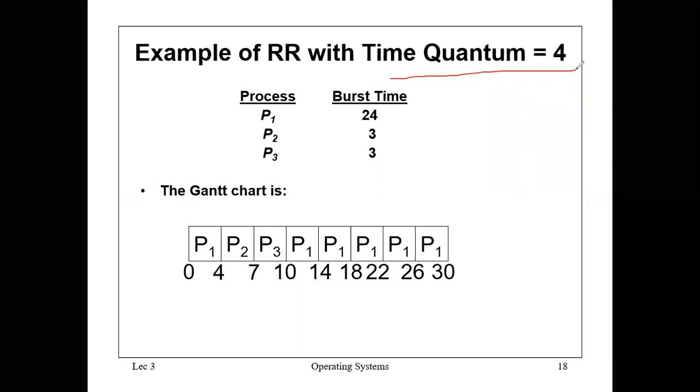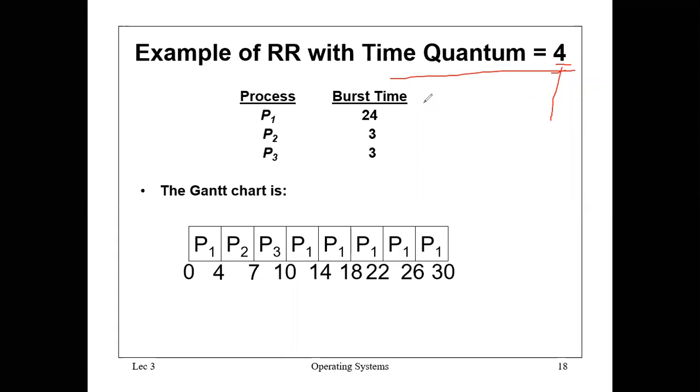Time quantum means that each process in the CPU will get the CPU for 4 seconds. Each process will get 4 seconds, and after 4 seconds, you have to leave. And if you are not done, you have to join again. It's basically like you are in a line.